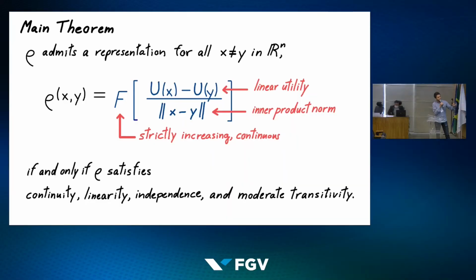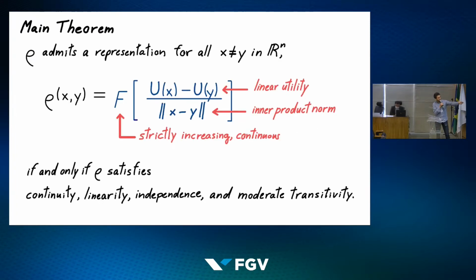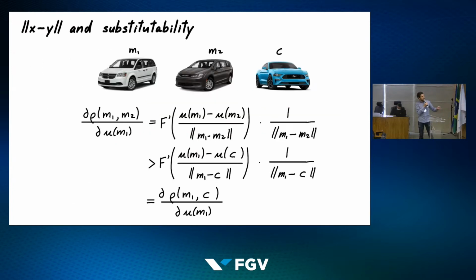first let me show you why the differentiation here in the denominator does exactly what we wanted in the motivating examples. Okay, so think of the case of the two minivans. I'm going to call M1 the first minivan, M2 the second minivan, and C the coupe.